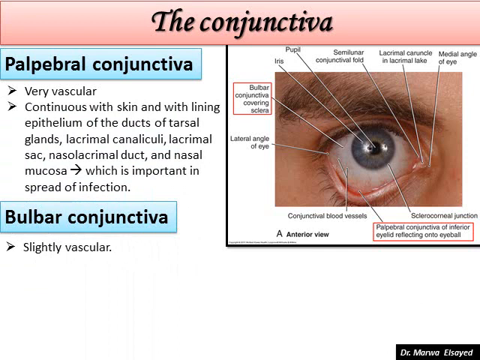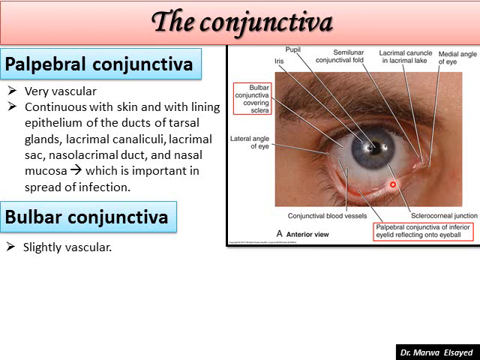The palpebral conjunctiva is continuous with the skin, and with the opening of the tarsal gland, and with the lacrimal canaliculi, then the lacrimal sac, as we will discuss in the following lecture. The lacrimal apparatus we will discuss in the coming lecture.